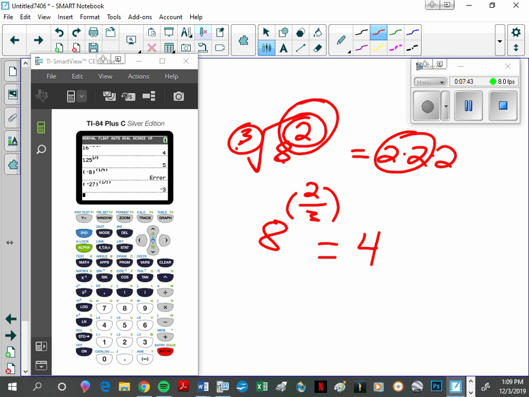Now, if you don't understand that, you can just plug it into your calculator and do 8 raised to the 2/3, and you will get the number 4. But here's what's really happening. You're taking the third root of 8, which is 2, and then you're using 2 of those numbers to create your answer, which is 4.